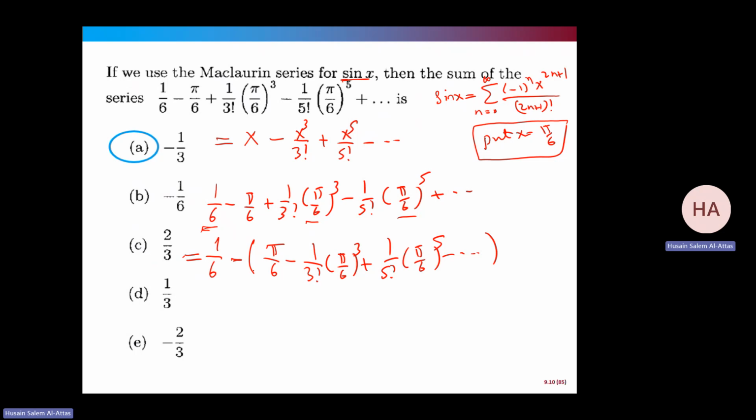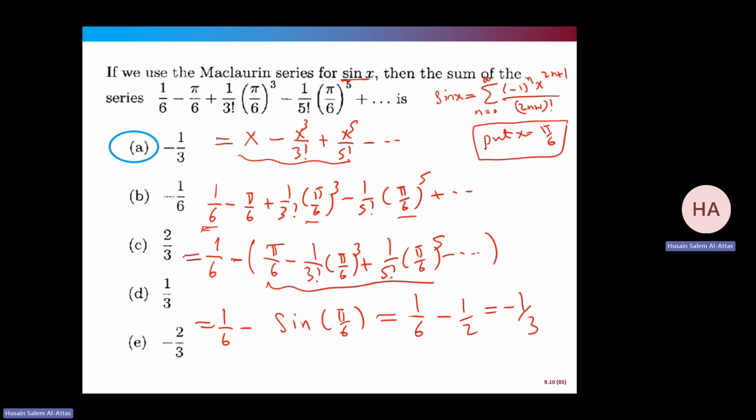Okay, if you look at this and compare it to this one, this is what? This is sine pi over 6. At x equal pi over 6, I have pi over 6 minus pi over 6 cubed over 3 factorial plus pi over 6 to the power 5 over 5 factorial, and so on. Okay, that's it. So I have 1 over 6. What is sine pi over 6? Half. That will be 1 minus, that will be minus 1 over 3, minus 2 over 6, which is minus 1.